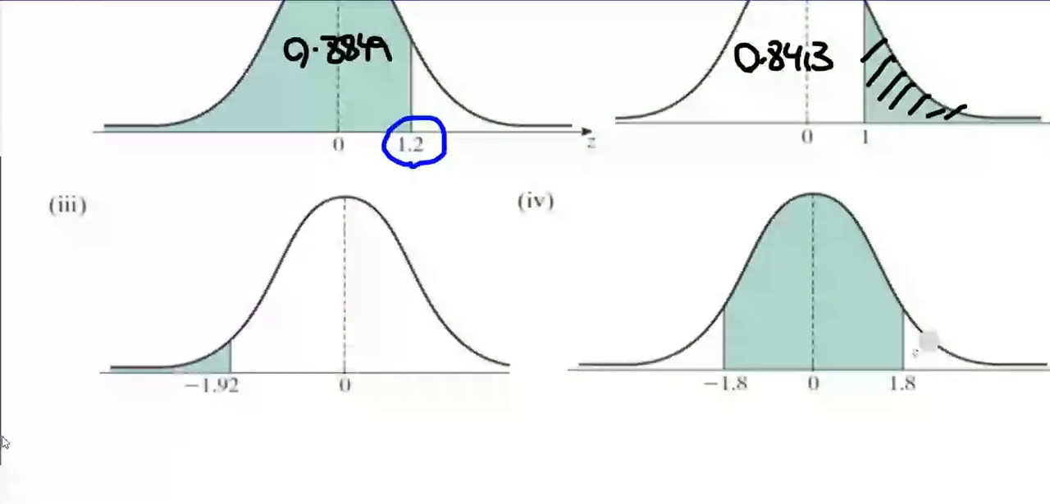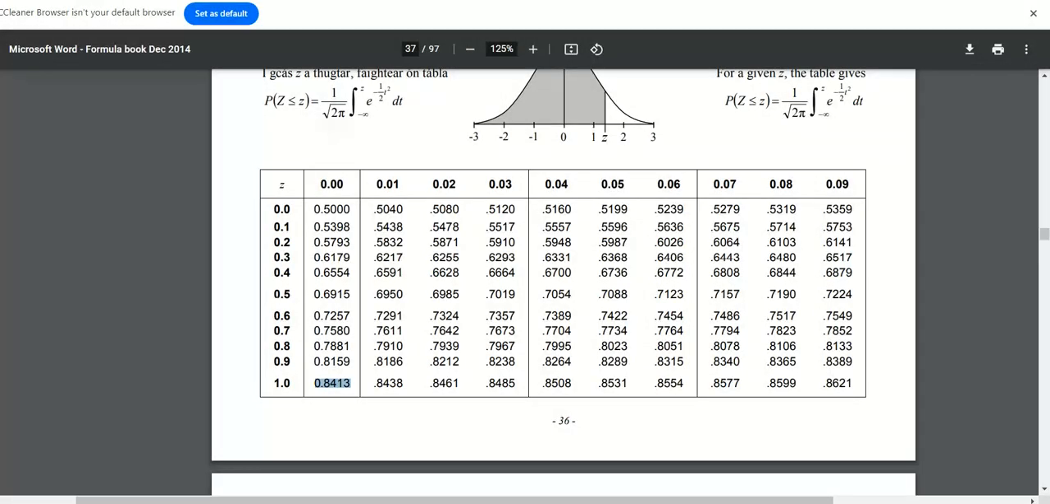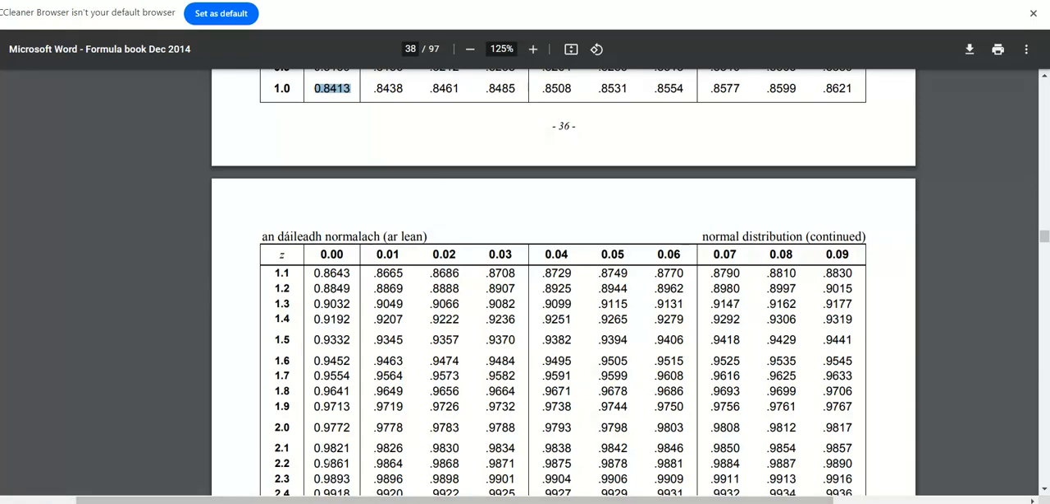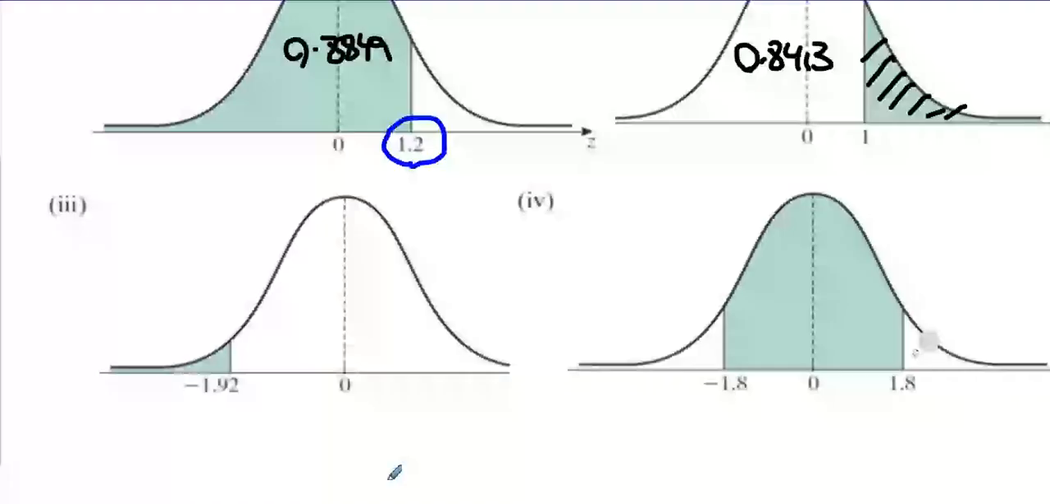Now, what we'll do next is minus 1.92. Does everybody see minus 1.92? Now, the problem with minus 1.92 is there's no negative numbers in the tables. There's only positive numbers. Would you agree with that? Great. So here's what I'm going to tell you now. It's symmetrical. The amount of people below minus 1.92 is actually equal to the amount of people above 1.92.